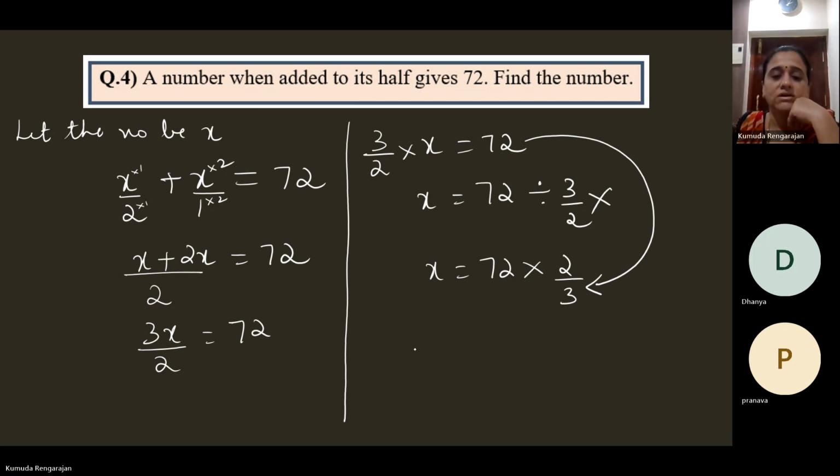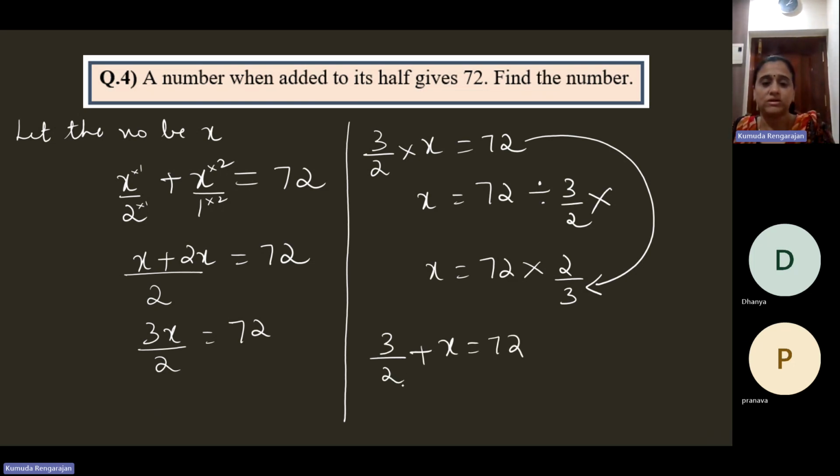See, if a fraction is an addition, it will not become its reciprocal. If it's like this, 3 by 2 plus x is equal to 72, 3 by 2 will not become its reciprocal on the other side. The operation connecting 3 by 2 and x is addition. So opposite operation. So 3 by 2 is what? Positive 3 by 2. So it will become minus 3 by 2 on the other side.